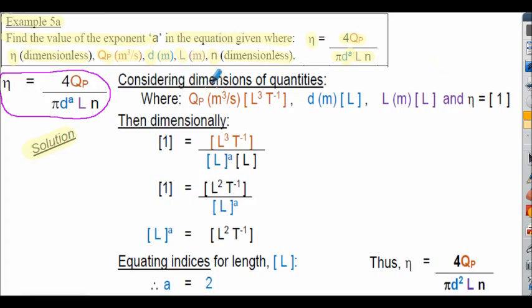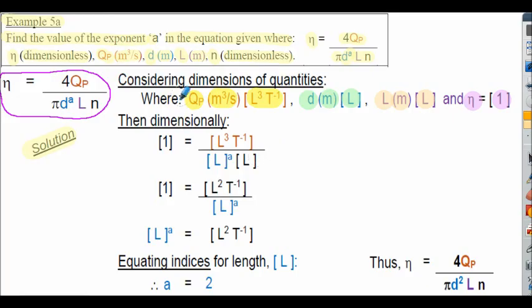I suggest the first thing we do here is determine the dimensions for quantity qp. So qp, we're informed, has the SI unit of the meter cubed per second. And in dimensions that would be L cubed multiplied by t to the negative 1. For the quantity d has the unit of the meter, so that will be dimension L. And for quantity L has the unit of the meter, that's dimension L. And efficiency is dimensionless, has a unit of 1. I'm not going to consider lowercase n because we're told n is dimensionless, so I'm not going to consider that in the equation. Well, we do need to consider eta because it's on the left hand side of the equation.